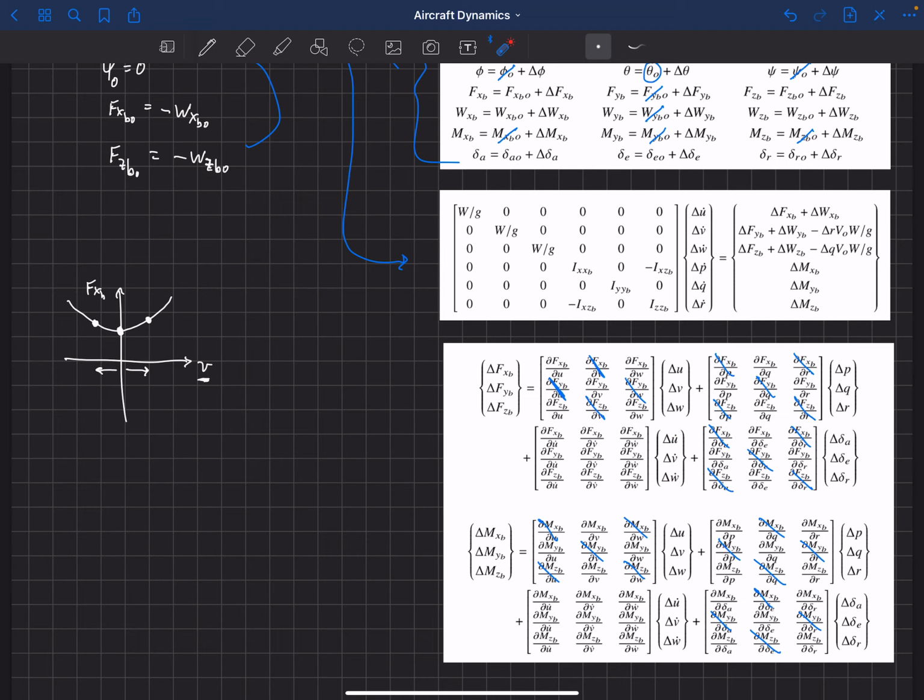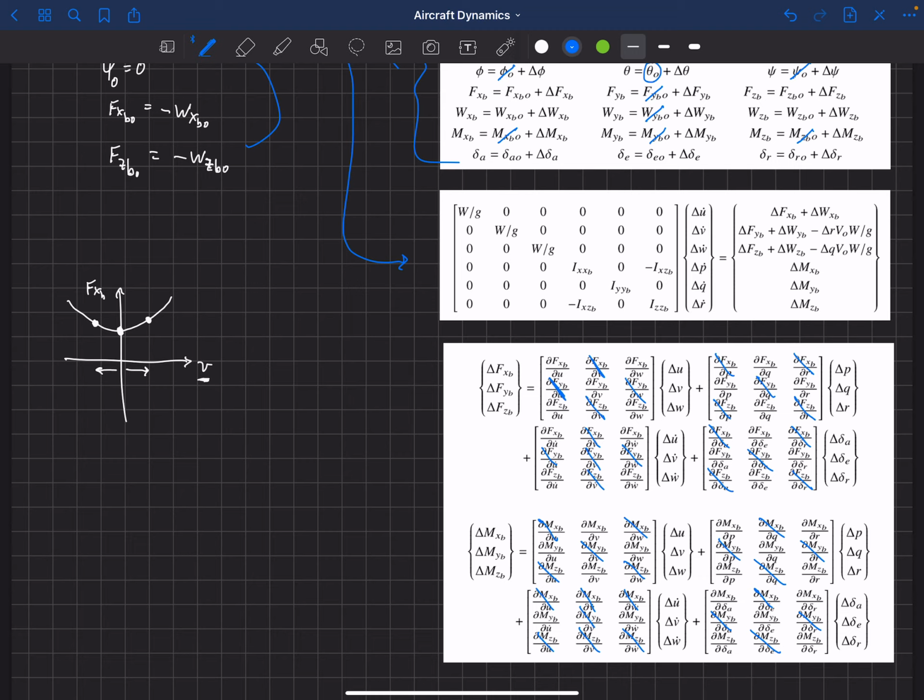Now, if we assume that our aircraft is not really sensitive to changes in side velocity, then these three can be dropped out. And then just based off of symmetry, you can drop out these other ones here. Okay, so we drop those out. Anyway, you can see that a whole lot of these terms have dropped out based off of symmetry of the aircraft and also symmetry for the aerodynamics.